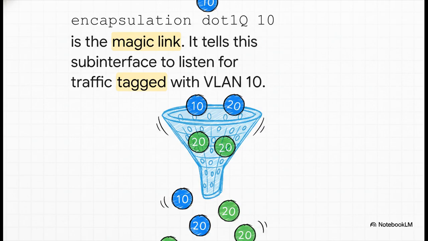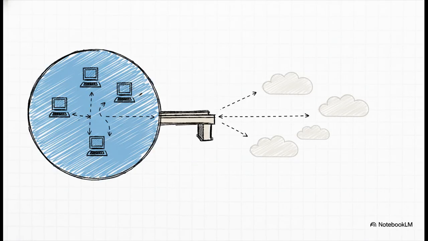Now this line right here, this is the magic. Encapsulation dot1q 10. This command connects the dots. It's telling that virtual interface we just made, "Hey, your only job is to pay attention to traffic coming up this trunk that has been tagged with VLAN ID 10." It's basically a filter. And finally, we give this virtual interface an IP address that belongs to that VLAN's network.